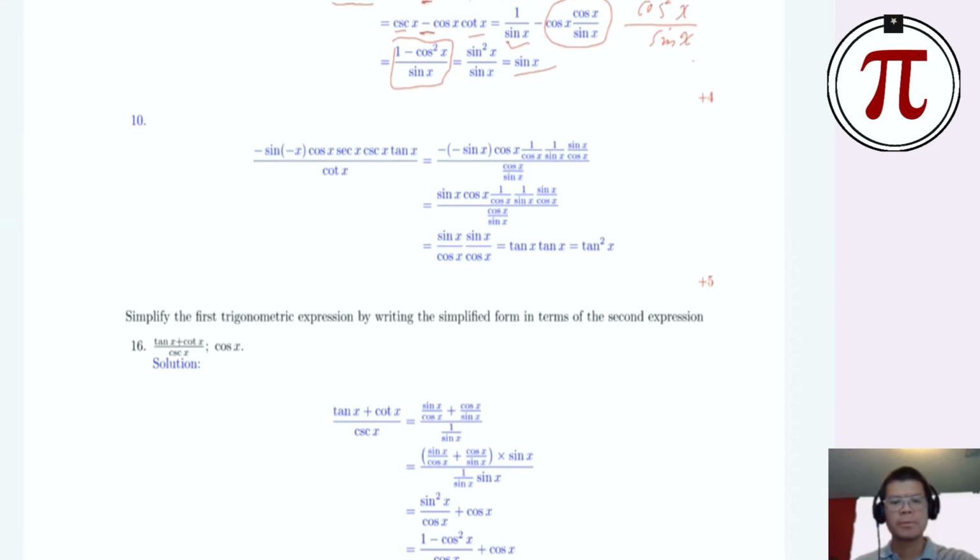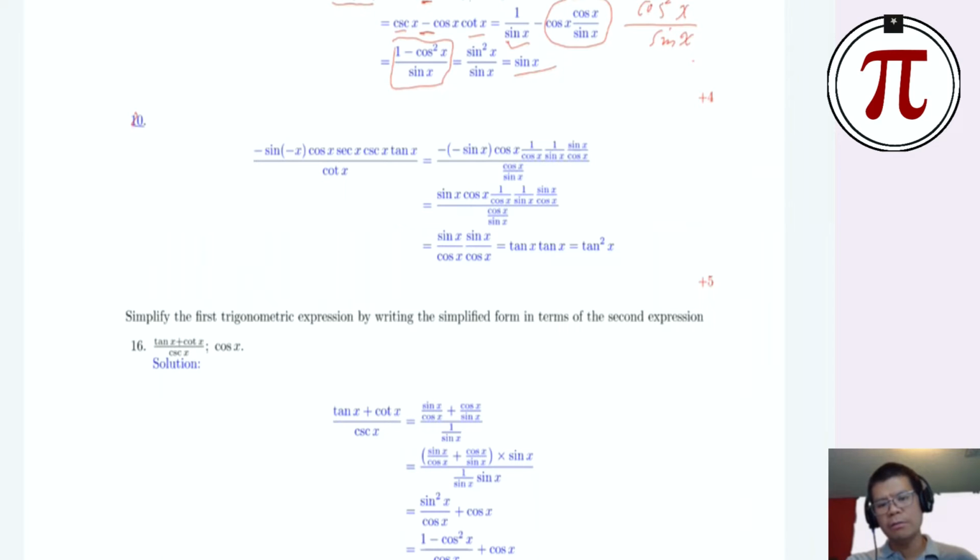Okay, so this is question eight, 4 points. Not question 10, question 12, sorry. This should be 12. We have negative sine x times cosine x times secant over cotangent x. Sine of negative x is negative sine because sine is an odd function, so it's negative, negative sine times cosine. Secant is 1 over cosine. Cosecant is 1 over sine. Tangent is sine over cosine. Over cotangent is cosine over sine.